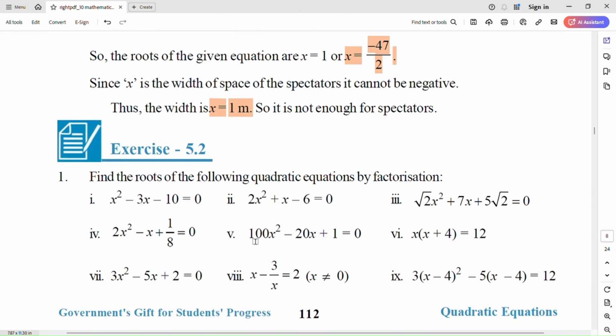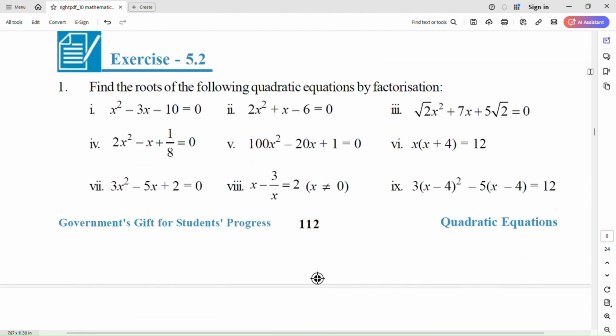Okay, let's do exercise 5.2 now. Yeah, exercise 5.2.